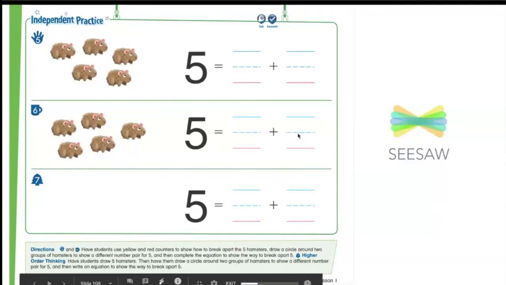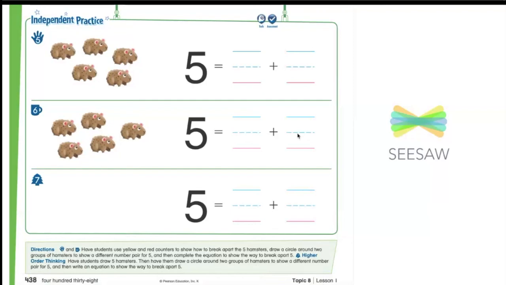Now that I've shown you all the different ways to break apart the number 4, it's going to be your turn. I need you to go ahead and get on Seesaw and show me all the different ways that we can break apart 5. Thank you so much for learning with me today on how to decompose some numbers.